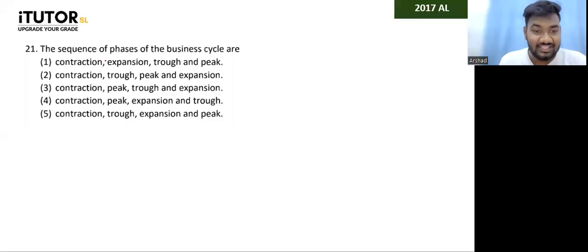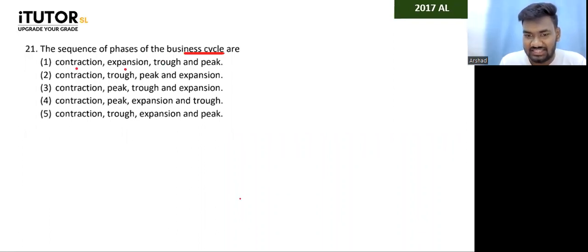Okay, like I always say, the year that I did A levels. Okay, the sequence of phases in a business cycle. I use the same thing. Can you tell me the order? Okay, after a contraction, you have an expansion and then a trough.